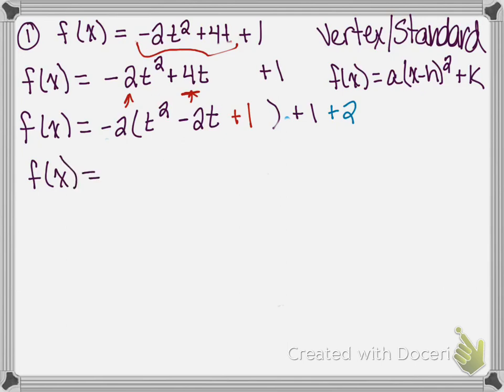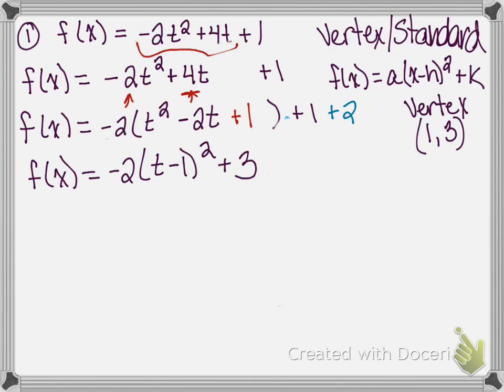So I have f of x equals negative 2 times t squared minus 2t plus 1. So that factors to t minus 1 squared, and then I have plus 3 on the outside. So what I have done now is I've gotten it to vertex form, f of x equals a times x minus h squared plus k. I've gotten it to that form. Now I can identify my vertex. What's my vertex? 1, 3. Okay, 1, 3.